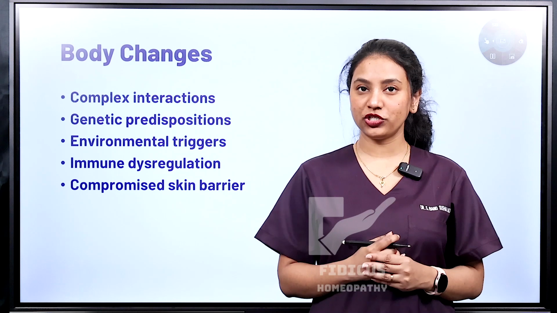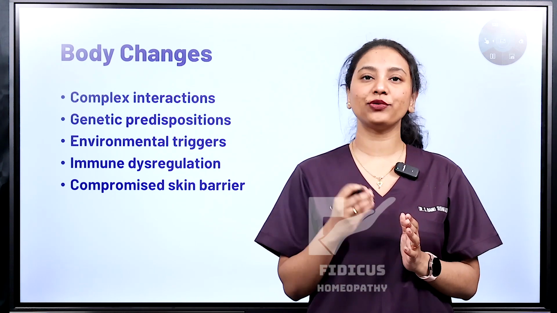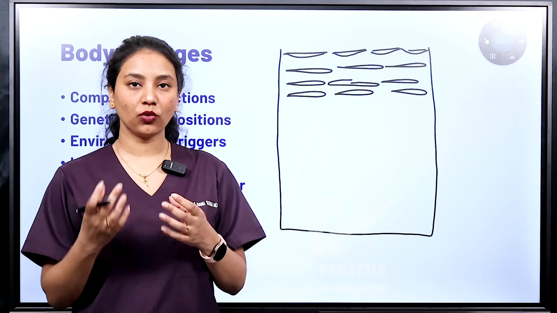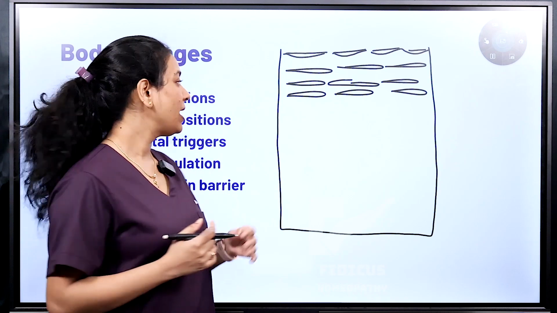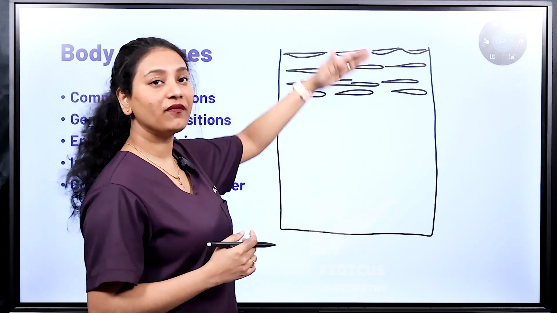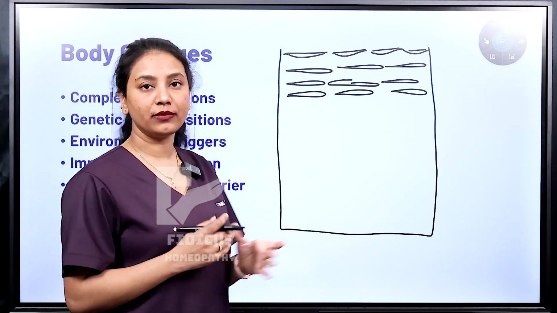Now coming into the body changes part or the pathological part, how the disease is developed which leads into eczema. So now let's know in detail how these body changes go on which lead into eczema. As you can see, this part is the epidermis. So we have done a cross section of the epidermis. And here this part is the stratum corneum.